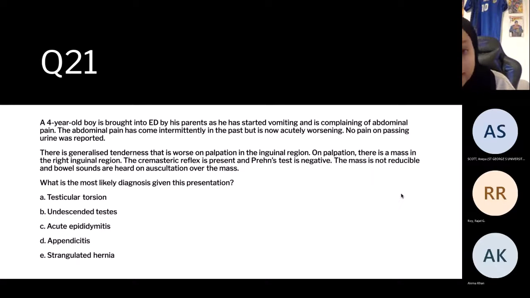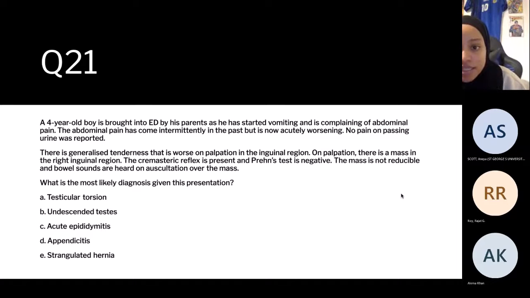What is the most likely diagnosis given this presentation? I'll just give you a couple of seconds. I'll stop the poll. We've got a split between strangulated hernia and acute epididymitis. With this one, the correct answer is strangulated hernia.